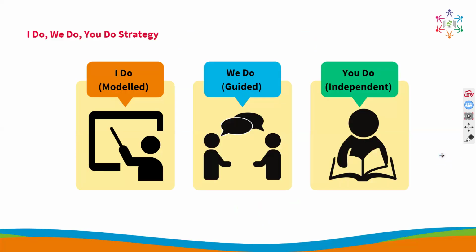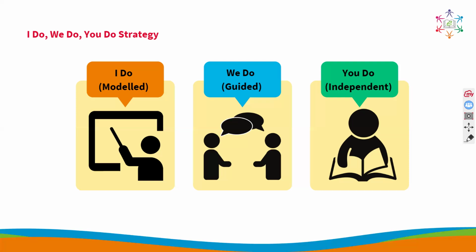Now let's move on to the next strategy, which is the I do, we do, you do strategy. This is also a powerful instructional method that helps students gradually develop the skills they need to work independently. It's a gradual release of responsibility from the teacher to the student, ensuring that they have the support they need at each stage of the learning process. Now, let's break down how this works with an example of teaching the concept of gravity.